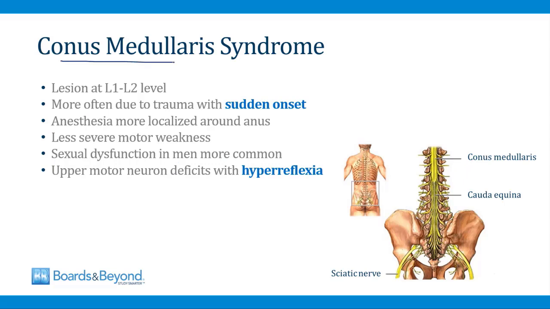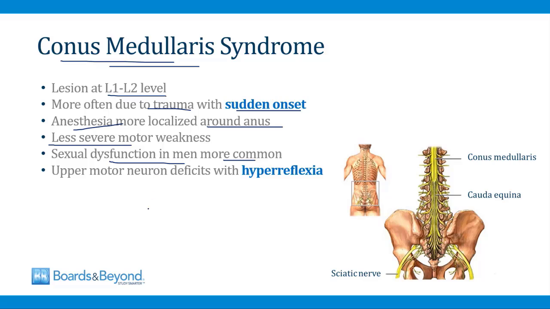And then the conus medullaris syndrome occurs when there's a lesion at the L1 to L2 level. This is more often caused by trauma, and because of this, it often presents with a sudden onset rather than a gradual onset. Patients can present with anesthesia. It's often more localized around the anus rather than more generalized saddle anesthesia. And there can be motor weakness, but it's often less severe compared to the cauda equina syndrome.